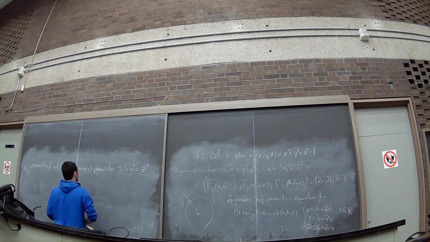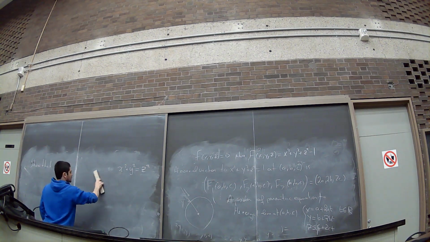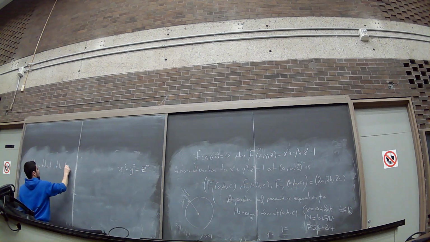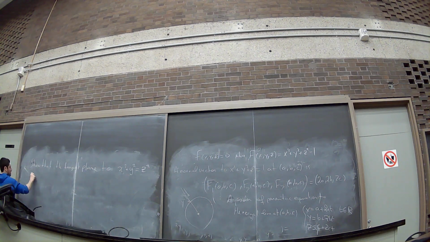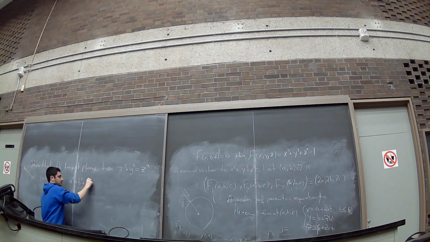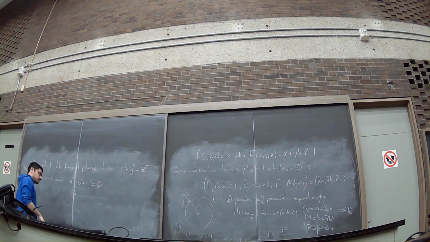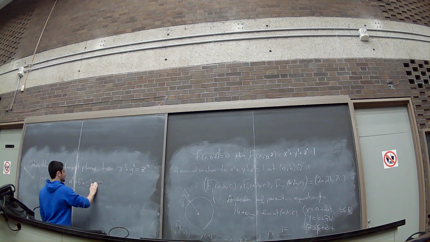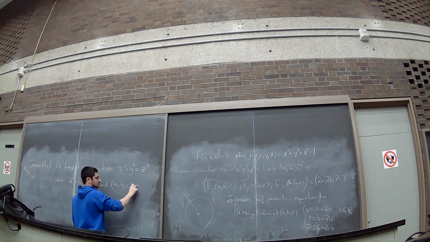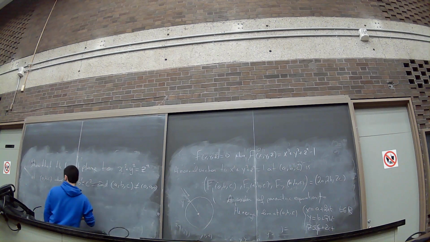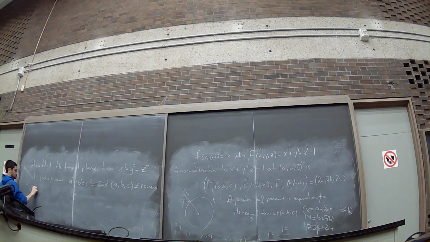Show that the tangent plane at (a, b, c), where z squared minus x squared minus y squared is equal to 0, where a squared plus b squared is equal to c squared, and (a, b, c) is different than (0, 0, 0), passes through the origin.